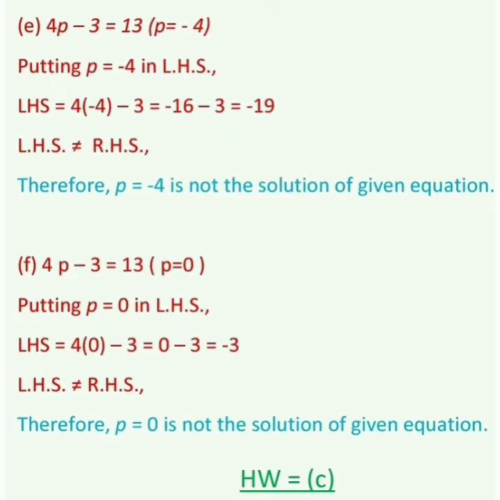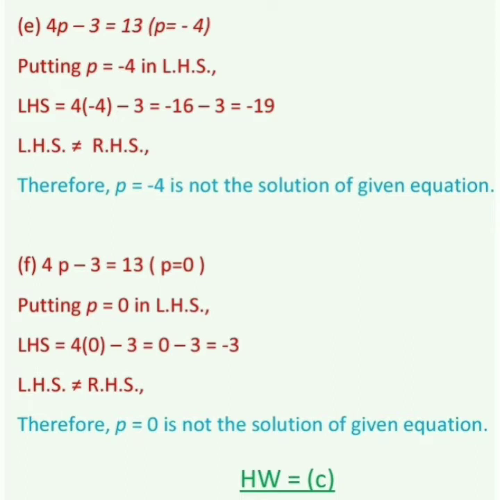Sum number 2e. 4p minus 3 is equal to 13. The value of p is minus 4. Putting p is equal to minus 4, left hand side is equal to 4 into minus 4, bracket close, minus 3, is equal to minus 16 minus 3, is equal to minus 19. Hence, left hand side is not equal to right hand side. Therefore, p is equal to minus 4 is not the solution of given equation.